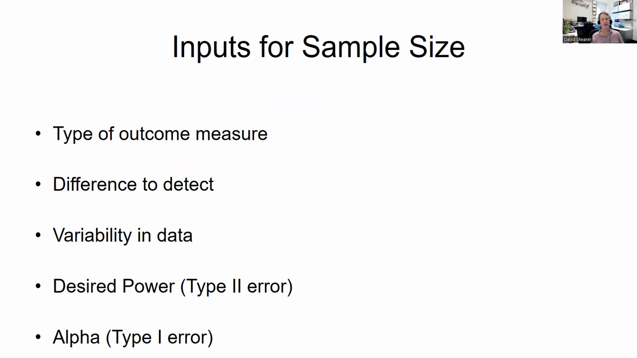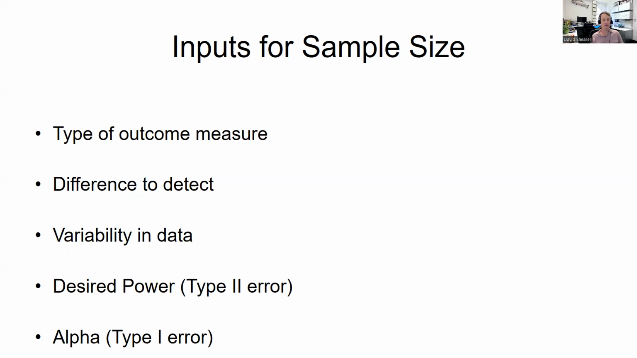So how do we do that? There's a number of inputs that go into it. It's a little beyond the scope of this to go in too much depth, but you have to know the type of outcome, whether it's a binary outcome like a reoperation or a continuous outcome like quality of life. You need to know what difference you're trying to detect. Do you want to detect a little tiny difference, which is going to require lots of patients? Or are you okay detecting a larger difference, which won't require such a large number? You need to know about variability in the data. You need to know the desired power.